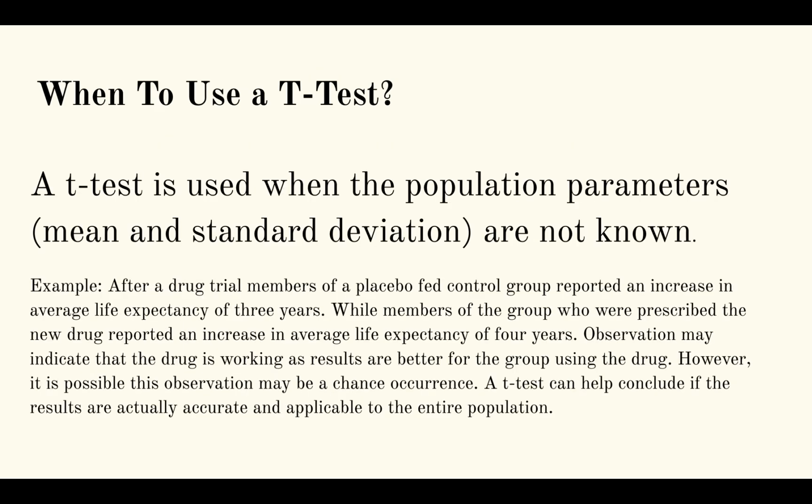When to use a t-test, you might ask? A t-test is used when the population parameters, mean and standard deviation, are not known. For example, after a drug trial, members of a placebo-fed control group reported an increase in average life expectancy of 3 years, while members of the other group who were prescribed the new drug reported an increase in average life expectancy of 4 years. Observation may indicate that the drug is working as results are better for the group using the drug. However, it is possible this observation may be a chance occurrence. A t-test can help conclude if the results are actually accurate and applicable to the entire population.